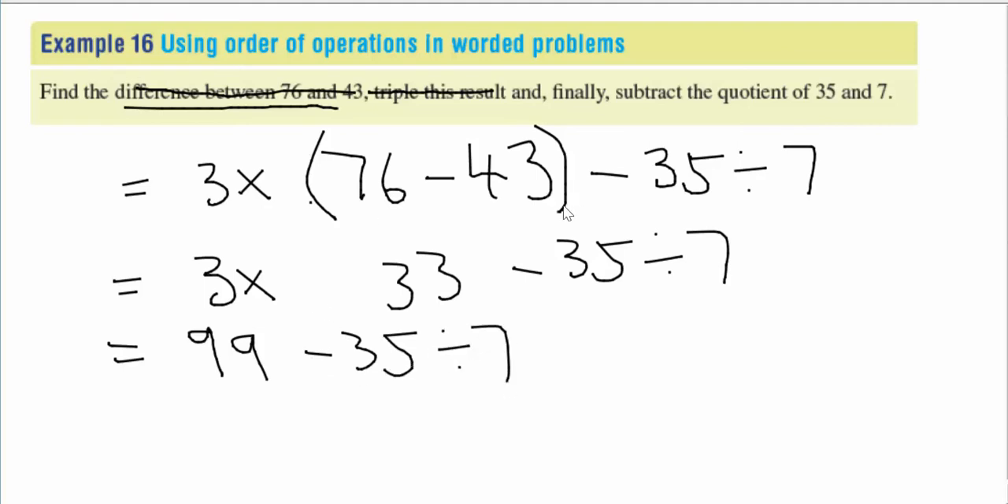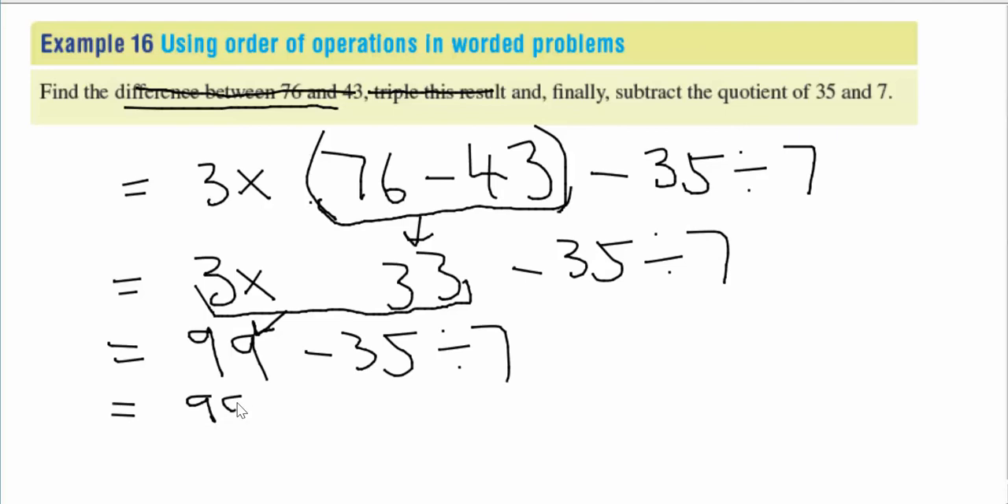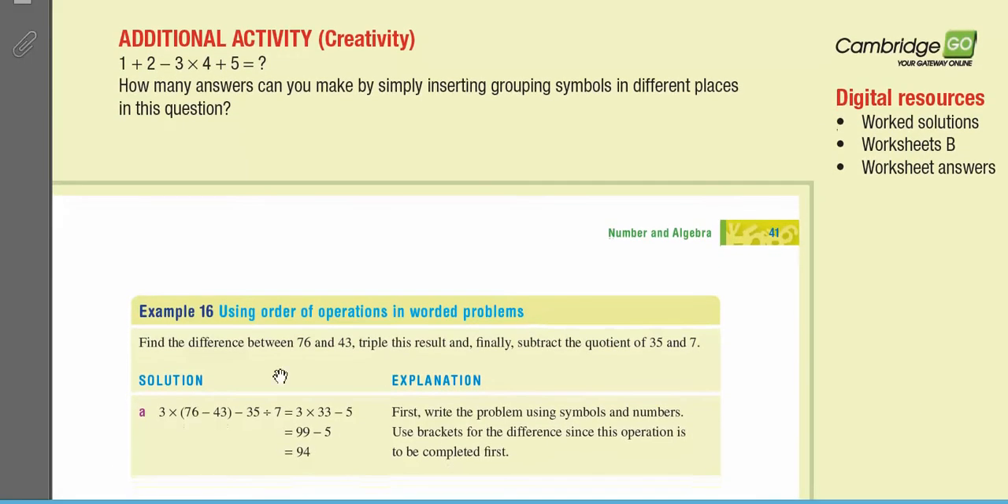Okay, so I've dealt with this part first, everything else drops down. Then I've dealt with this part and everything else drops down. Now I'm going to deal with this part, the 35 divided by 7, so it's now 99 minus 35 divided by 7 gives me 5. Okay, so that's that part, and then 99 minus 5 gives me 94. Let's check our answer. 3 times 33 minus 5, 99 minus 5 equals 94.